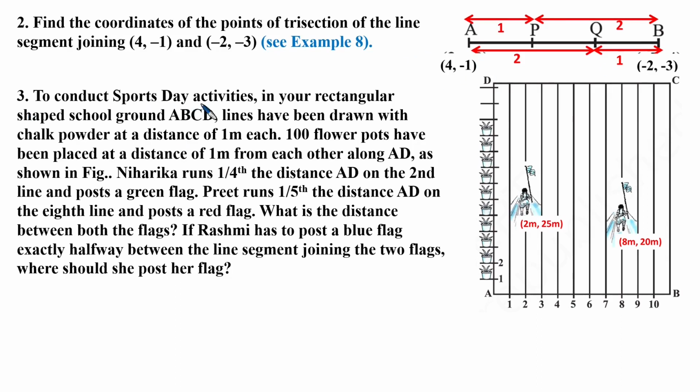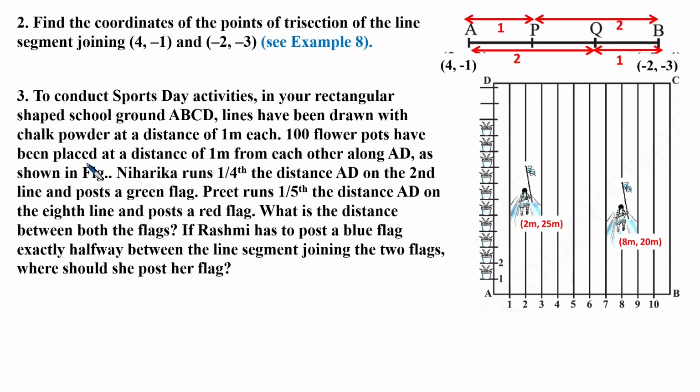Third, to conduct sports day activities in your rectangular shaped school ground ABCD, this is your ABCD, this is your ground. Lines have been drawn with chalk powder at a distance of 1 meter each. Each distance is 1 meter. So you have about 10. This is B, up to B is 11 meters.